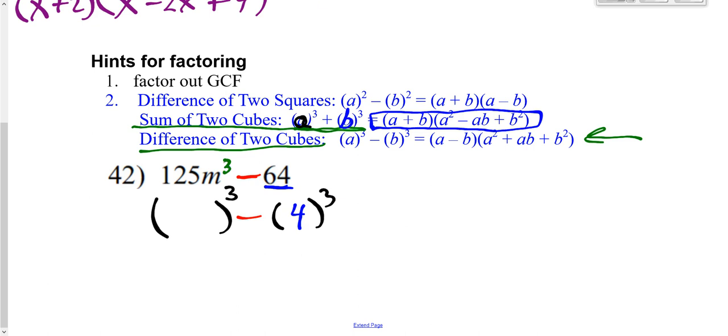And then what's beforehand, you need to think, okay, what am I cubing here of this whole thing to give me the 125m cubed? Well, it'd definitely be an m. And if you don't know it for sure, since we're dealing with cubes, take the cube root of 125, and that's 5. So then we can rewrite our formula here.